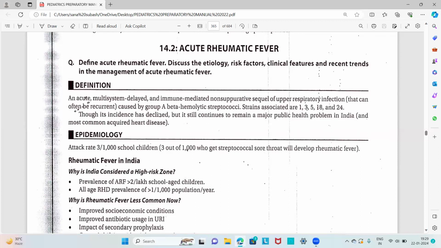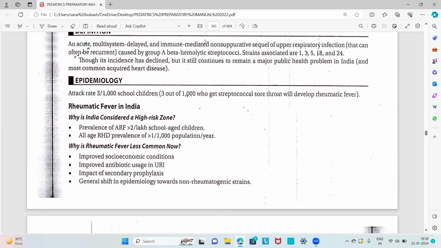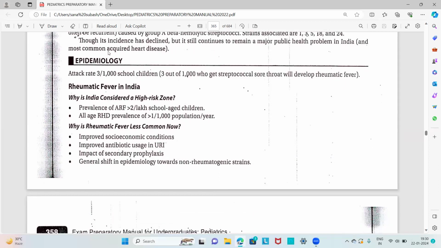Though its incidence has declined, it still continues to remain a major public health problem in India. That is all about the definition. That is, an immune-mediated non-suppurative sequelae of the upper respiratory infection caused by the group A beta hemolytic streptococcus. And about the epidemiology, the attack rate is 3 per 1,000 school children.